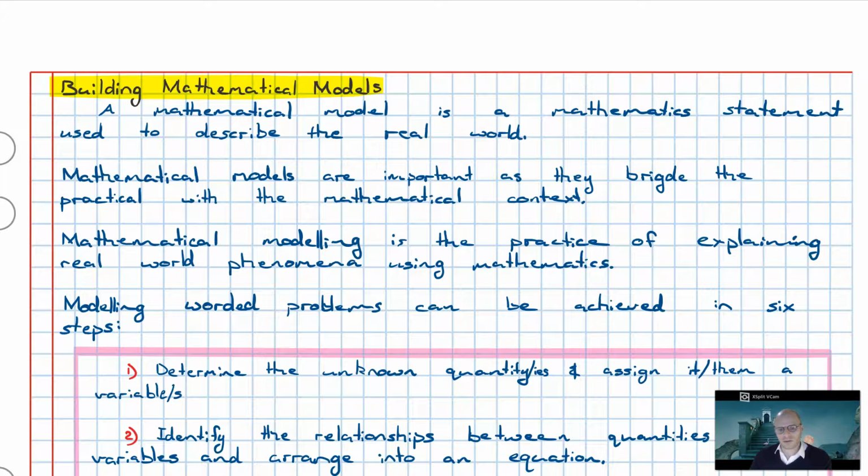Welcome to this video on the topic of linear functions. In this video, we're going to have a look at two things. The first thing being, what is a mathematical model? And secondly, how we can go about constructing them.